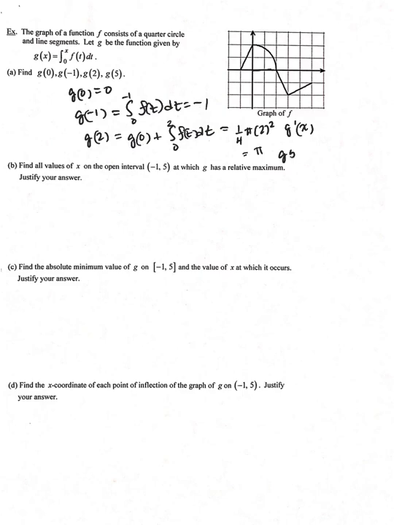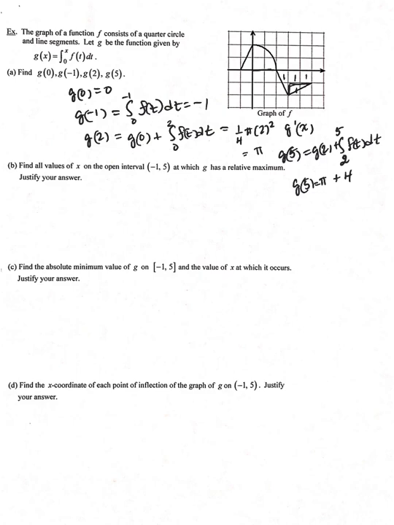Okay, g of 5 is the same as g of 2 plus the amount that accumulated from 2 to 5. Well, from 2 to 5, this area is negative. Okay, this is a 1, this is 1, this is 1. And then this entire piece here is also 1. So you get 4. So I get g of 5 is g of 2, which is pi, plus 4.